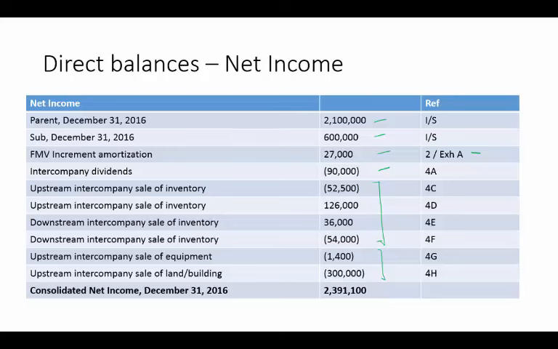Or we could have done the entire set of financial statements, an entire income statement, and calculated consolidated sales, COGS, etc., in order to come out to a consolidated net income figure. But because we have all of our direct balances already done, this is the most logical way for us to calculate it.